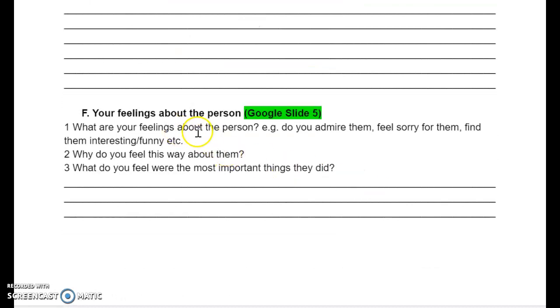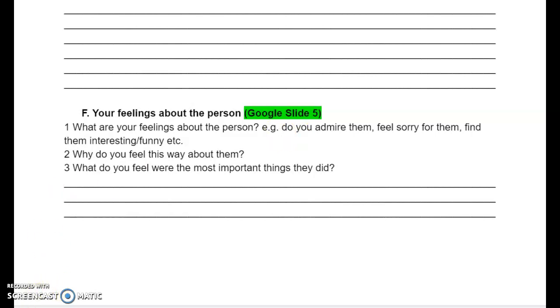Now for your last slide, which is section F, your feelings about the person is going to go on slide 5. Question 1, what are your feelings about the person? For example, do you admire them, feel sorry for them, find them interesting, funny, etc.? Question 2, why do you feel this way about them? And question 3, what do you feel were the most important things they did? So this is the end of your project if you are doing a biography of an important person from your country.